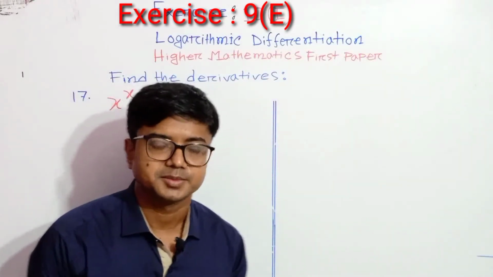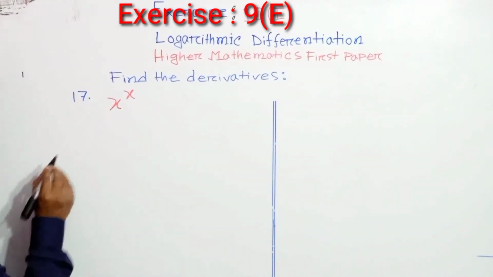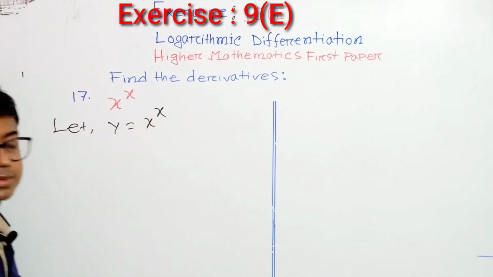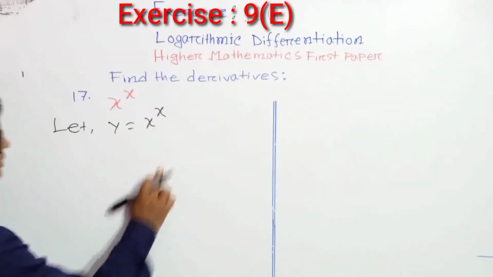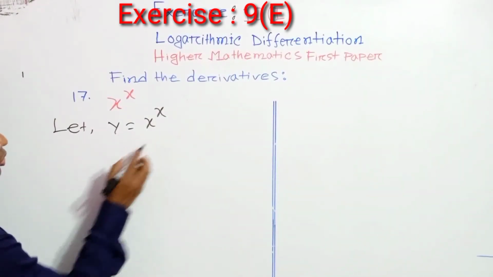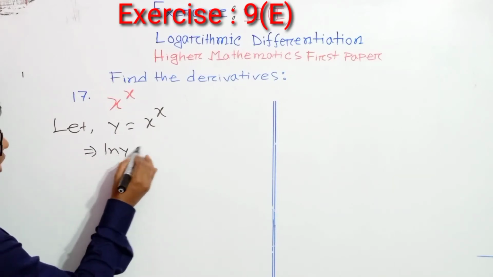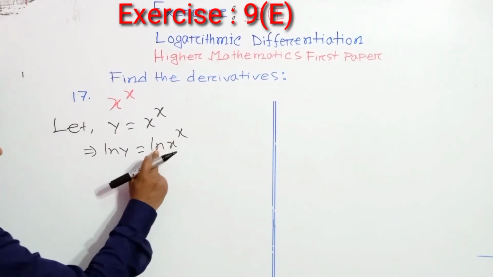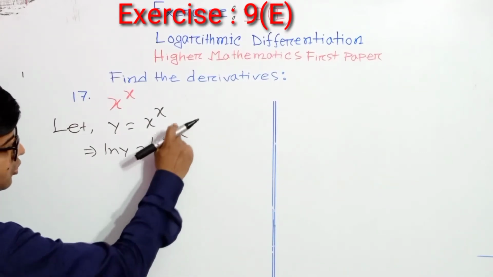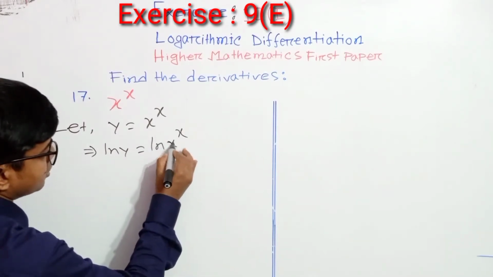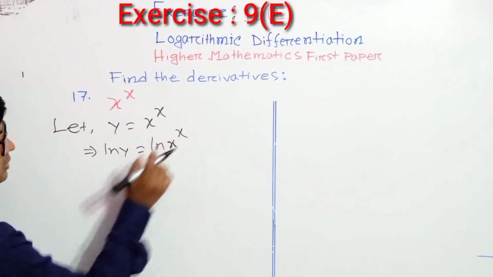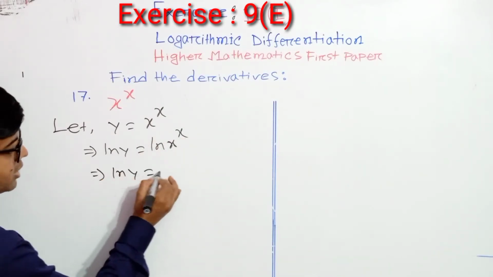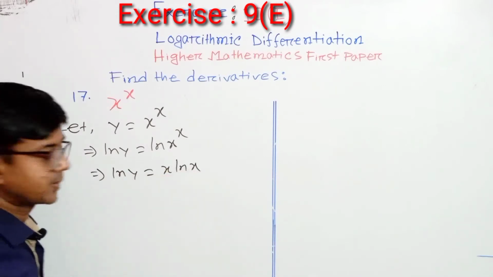Now question number 17. Here let y equals to x to the power x. For this type of math, take ln both sides. ln y equals to ln x to the power x. Here look at this, ln x to the power x, for this x, now for the logarithm formula, this x comes first. Okay, ln y equals to x ln x.